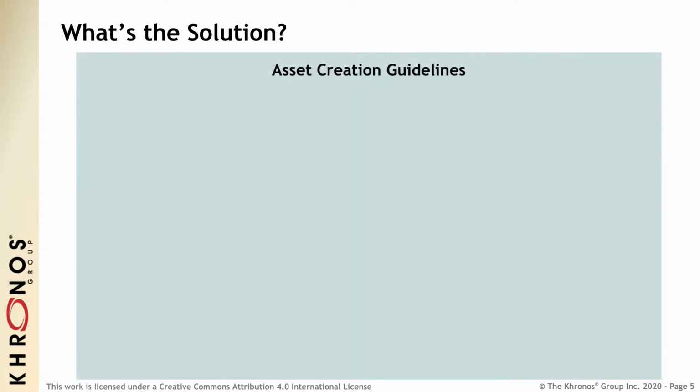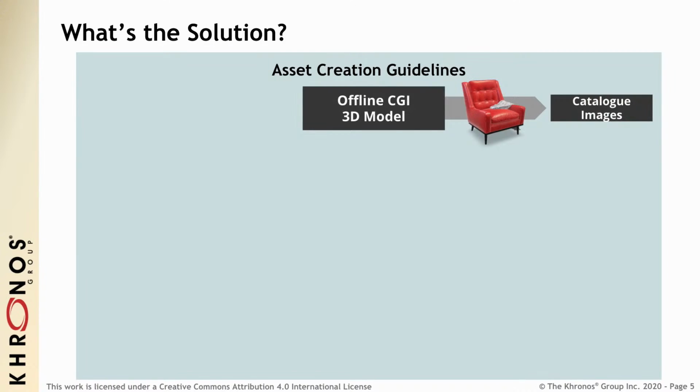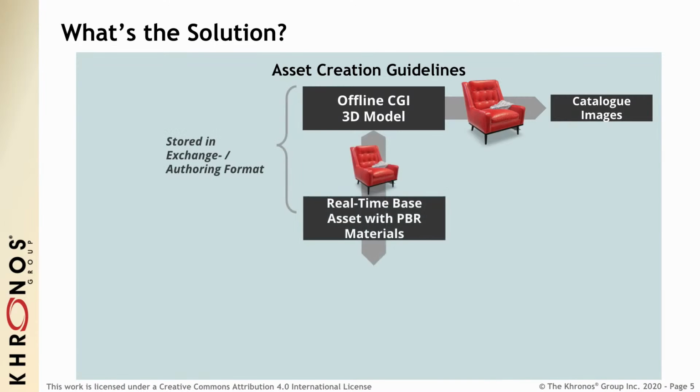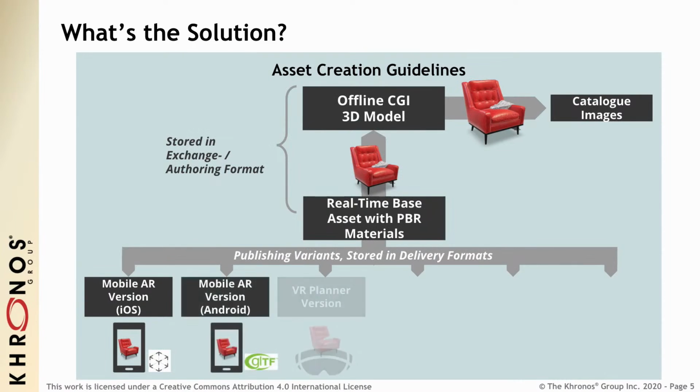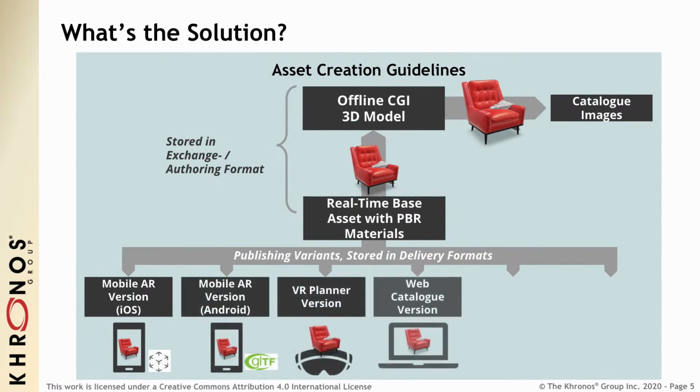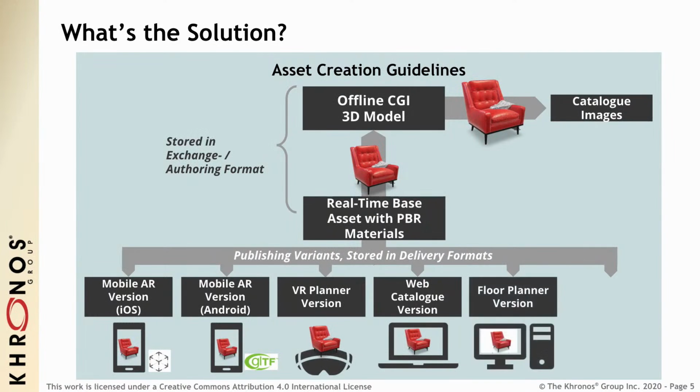So, what is the solution, you might ask? At Khronos, we took these issues and endeavored to create an initial set of asset creation guidelines. We set out to create a consistent approach where a 3D model that was typically used for a catalog or website images could have a common set of guidelines to create a consistent real-time based asset using PBR-based materials and textures, stored in an exchange or authoring format that can then be distributed to multiple publishing targets and variants, such as mobile AR versions on iOS and Android, a VR planner version, web catalog versions, and floor planner versions.